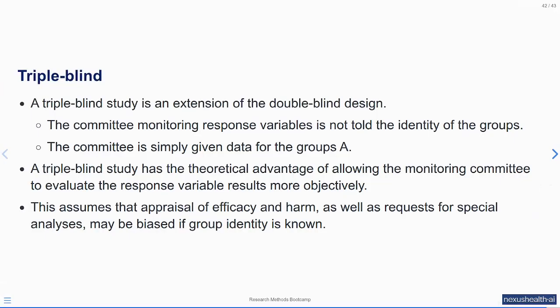In a triple-blind study, the committee monitoring the response variables is not told the identity of the groups. The committee is simply given data for the groups, and this is an extension of the double-blind design. A triple-blind study has the theoretical advantage of allowing the monitoring committee to evaluate the response variable results more objectively. This assumes that appraisal of efficacy and harm, as well as requests for special analysis, may be biased if group identity is known.